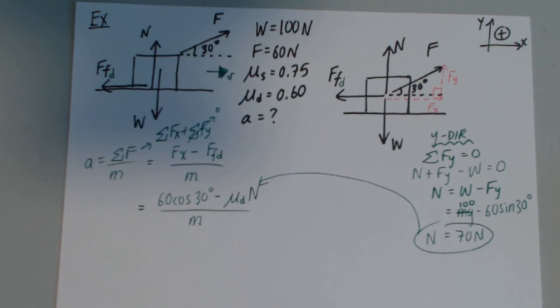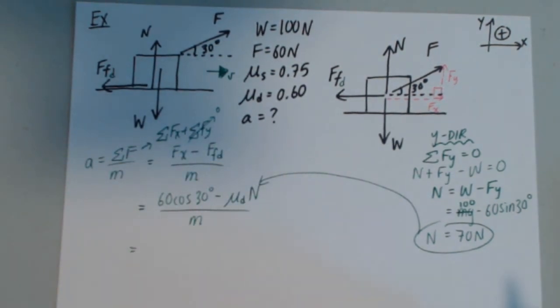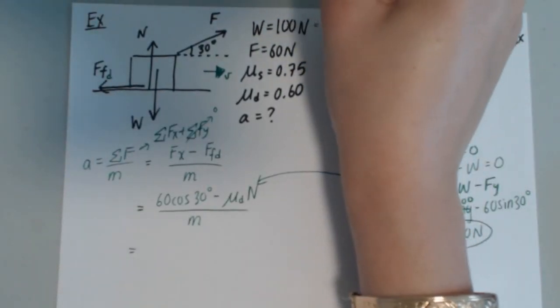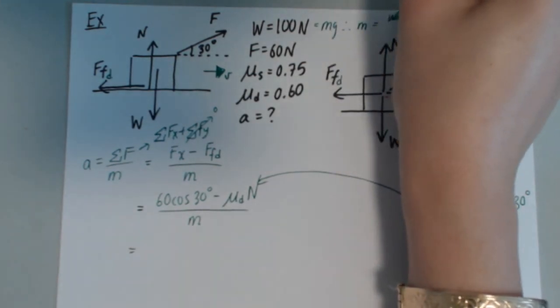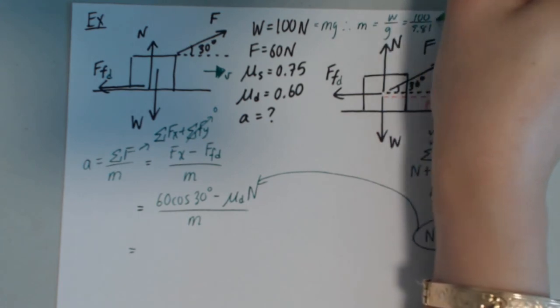And we are looking for acceleration. All right, so mass. Actually, let's do a quick calculation for mass. If weight is 100 newtons, weight is equal to m times g. Therefore, mass is equal to weight divided by g, which is 100 divided by 9.81.